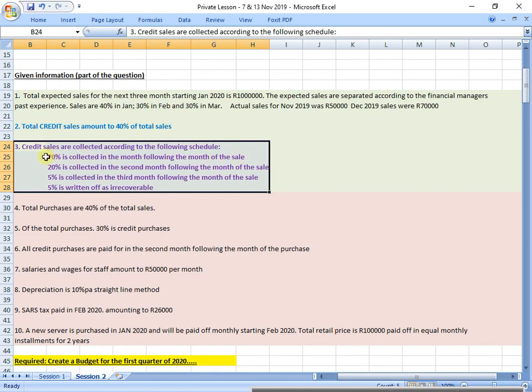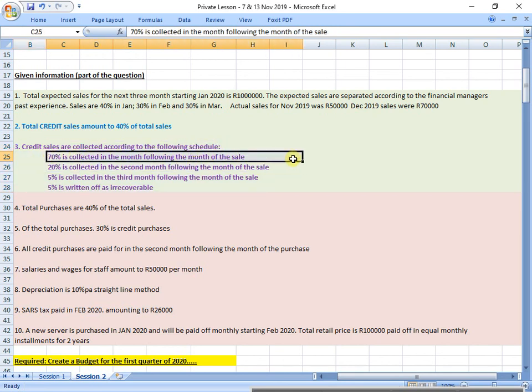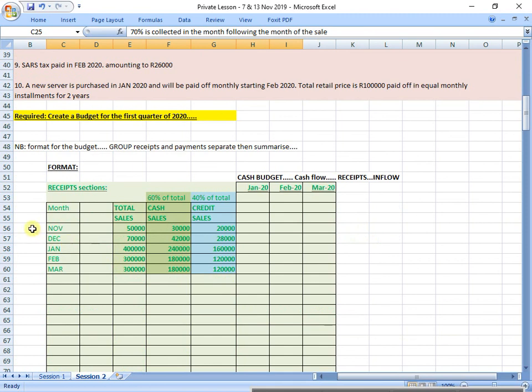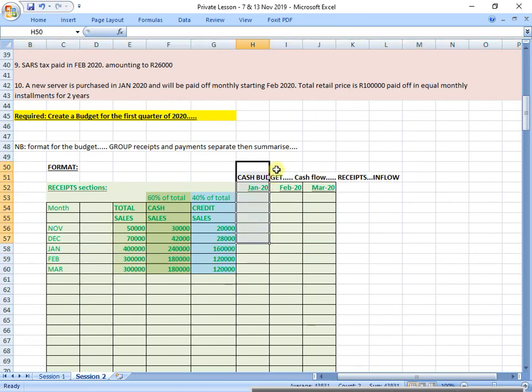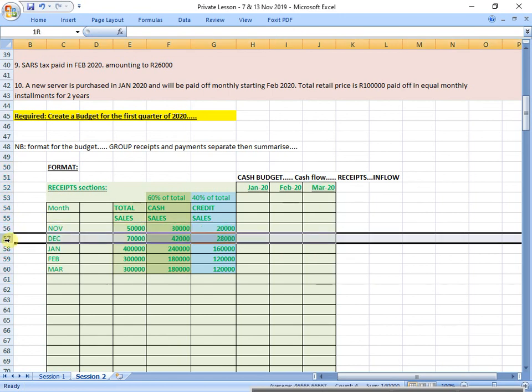Okay, point number 3. Credit sales are collected according to the following schedule. I expect to collect 70% in the month following the month of the sale. When you look at budgeting questions, the tip that I can give you so that you don't make mistakes is to go through the process line by line. Don't do it column by column. You can either do it the difficult way or the easy way. The easy way is to go row by row. Row by row is easier.